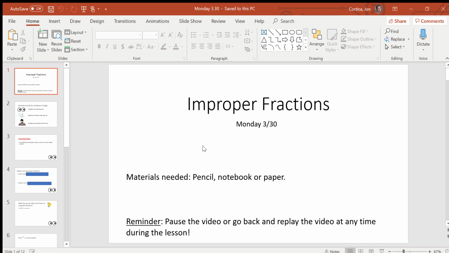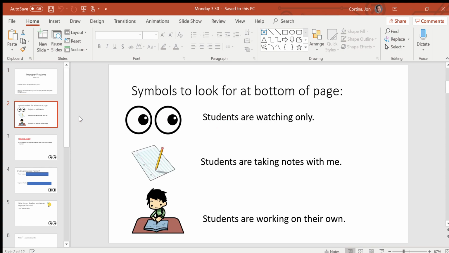Some materials you're going to need today are a pencil and a notebook or a piece of paper. And just as a reminder, for any of these online video sessions, feel free to pause the video or go back and re-watch the video at any time in case you missed something or you want to review or listen to something again.